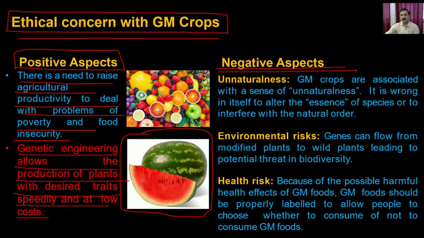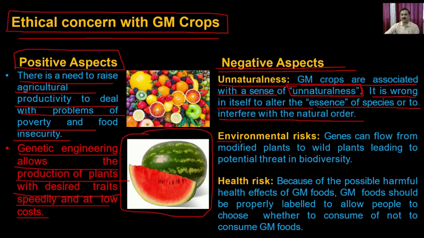One of the major negative aspects is unnaturalness. GM crops are associated with a sense of unnaturalness because these are not crops that are naturally available in the society, in the system, because they are developed by incorporating an extra gene into a particular type of plant. So it is wrong in itself to alter the essence of a species or to interfere with the natural order, which means it does not give you a sense that it is a natural product. People think it is an unnatural product, and because of that, the product coming from GM crops does not have social acceptance.